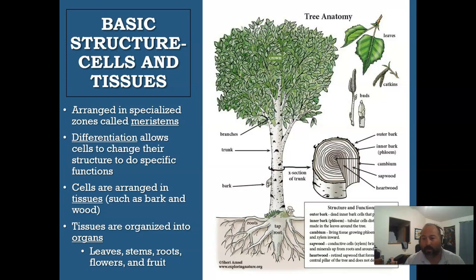There's a process of differentiation which allows cells to change their structure to do specific functions. The cells are going to be arranged in tissues. So we're starting off at the very bottom, or at the smallest, in the cells. The cells are then arranged in tissues such as bark or wood. The tissues are then arranged in organs, which gives us our leaves, our stems, our roots, our flowers, and our fruits.